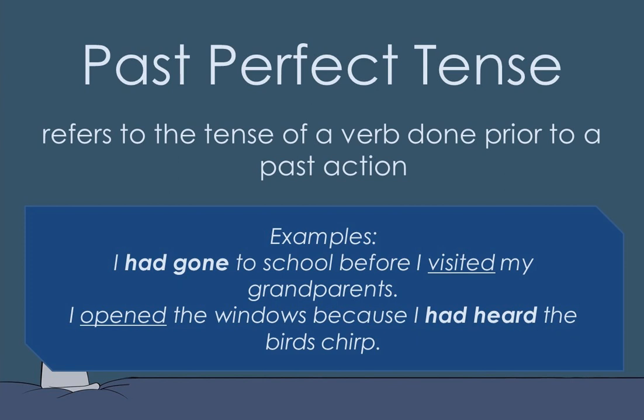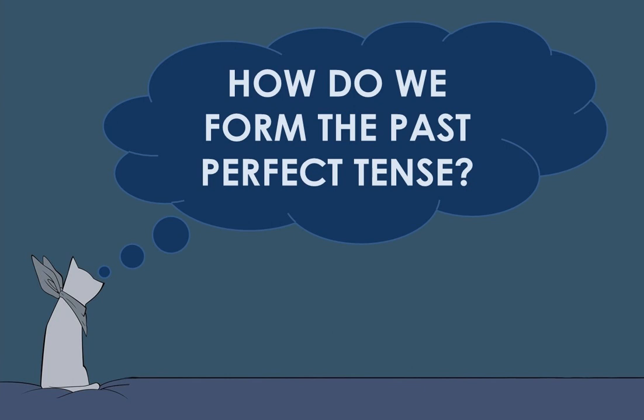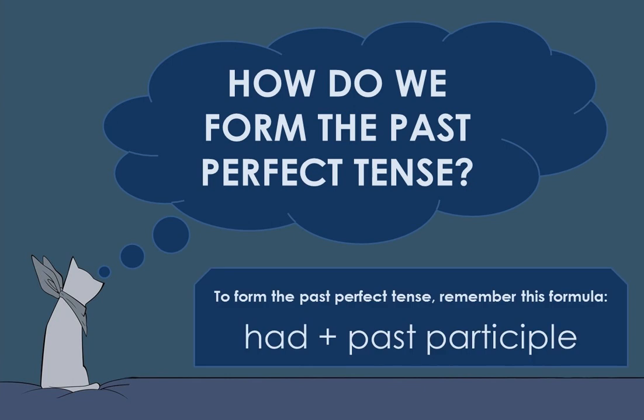Next, I opened the windows because I had heard the birds chirp. The sentence suggested that the verb had heard happened first before the verb opened. Therefore, the verb in past perfect tense is the action had heard. How do we form the past perfect tense of a verb? To form the past perfect tense, you have to remember this formula: had plus past participle.